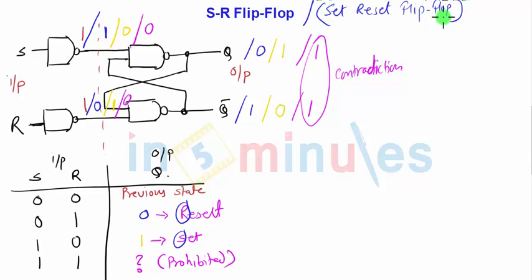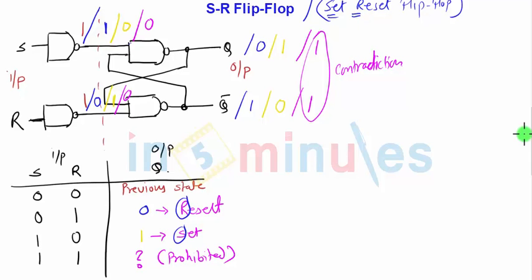This is a very important point to be noted, because this kind of question they ask you in the viva. What is an SR flip-flop? Why is it called SR? So S stands for set, R stands for reset.